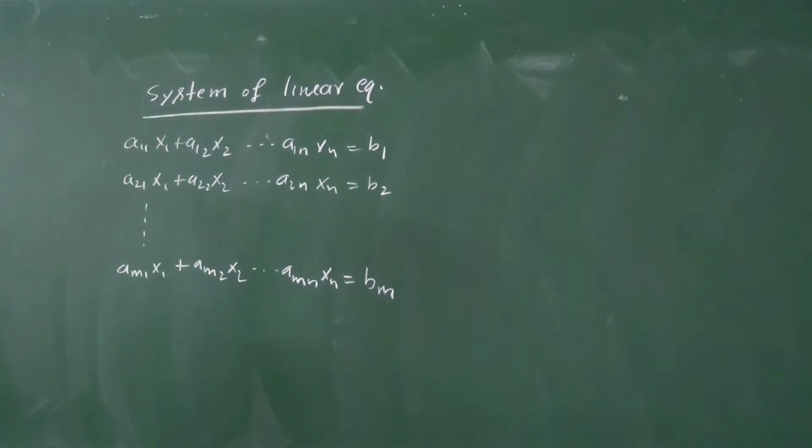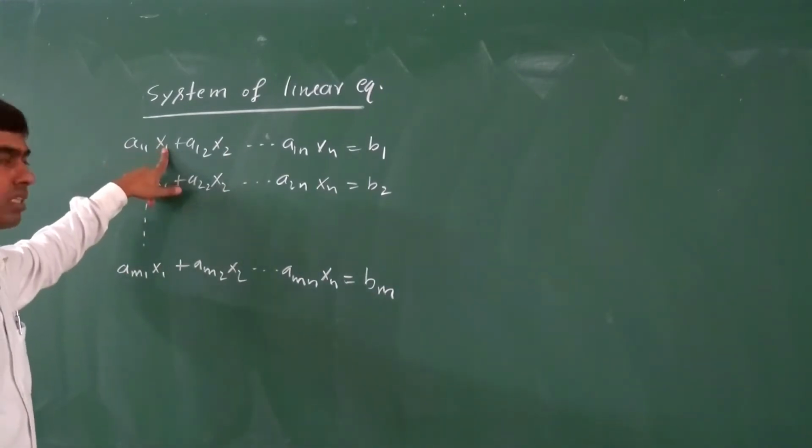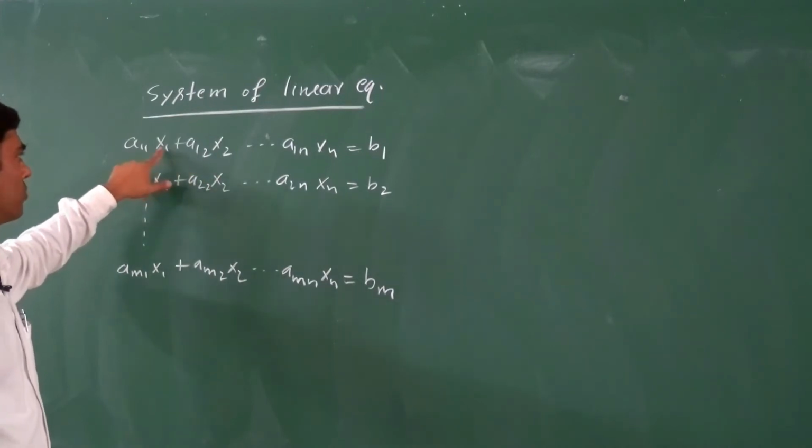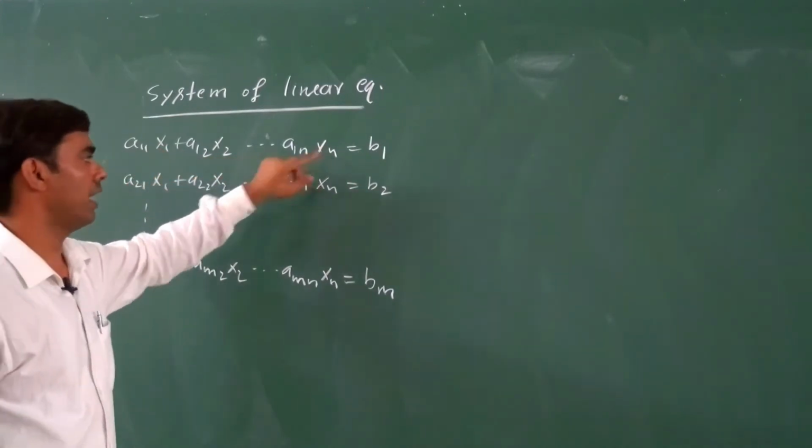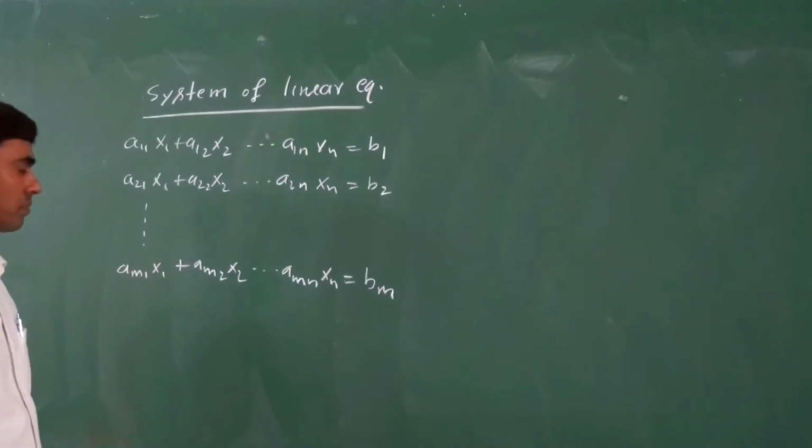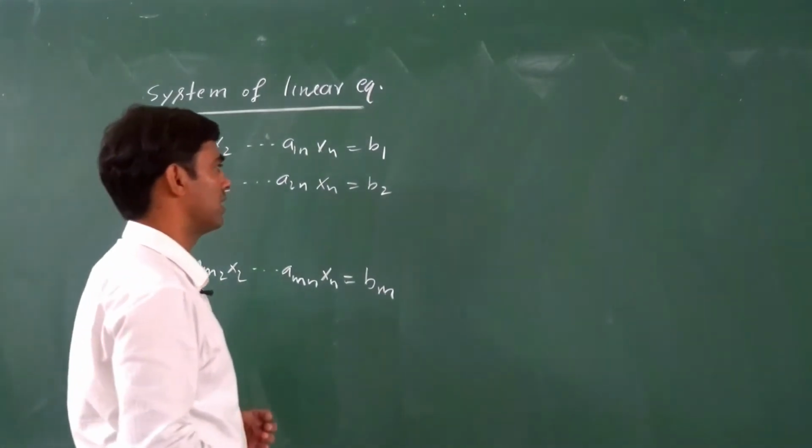So, how many equations? There are m equations: 1, 2, 3 up to m. And how many unknowns? There are n unknowns: 1, 2, 3 up to n. So, this one is the system of a linear equation.